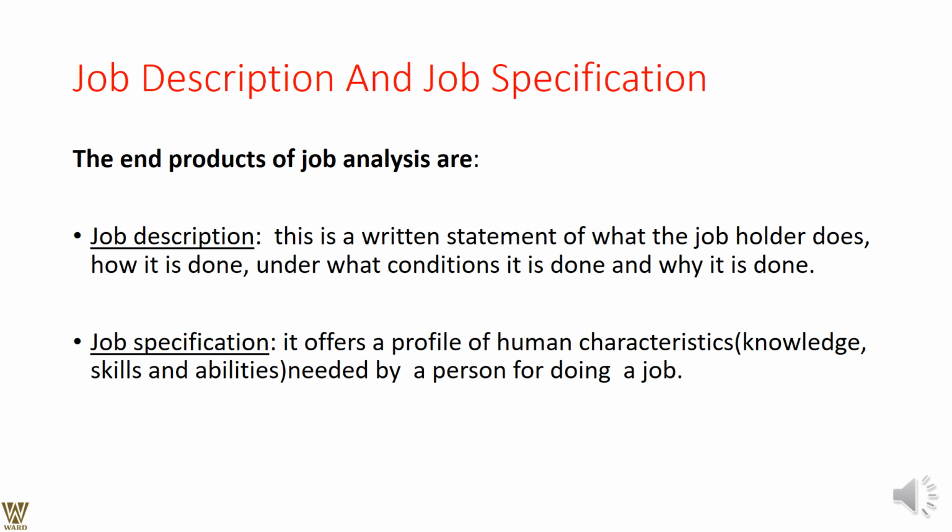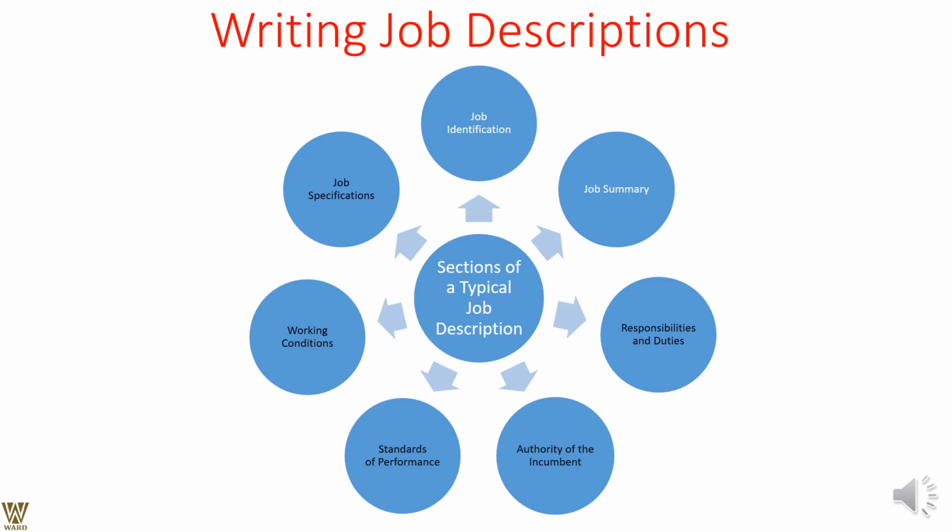This is very important. Job description tells anything and everything about the job. Job specification tells anything and everything required to be possessed by a candidate for that job. Writing a job description is very easy. We need to identify the job. We need to have the summarization of the job. We have to have the responsibilities, the duties, the reporting relationship, the SOPs or standards of performance, the conditions of working, and the specification the incumbent should possess should be identified with the job description. This is of utmost importance.